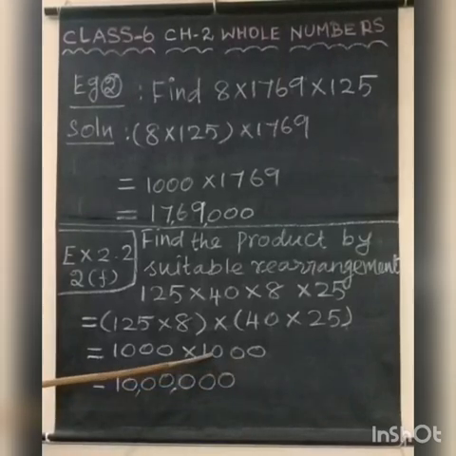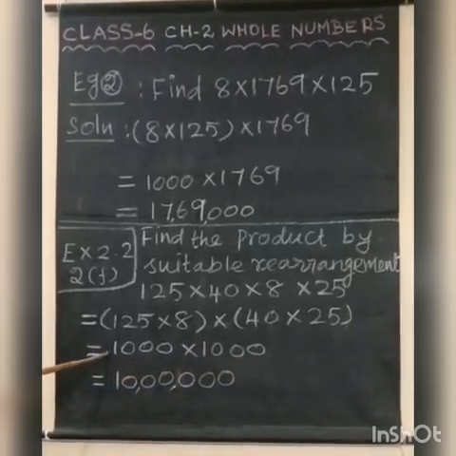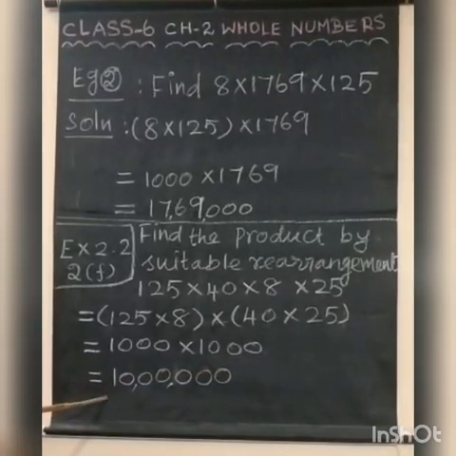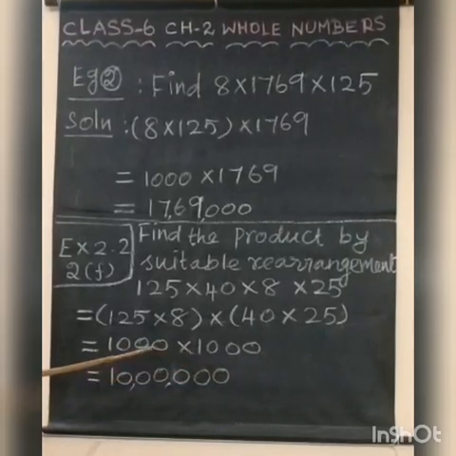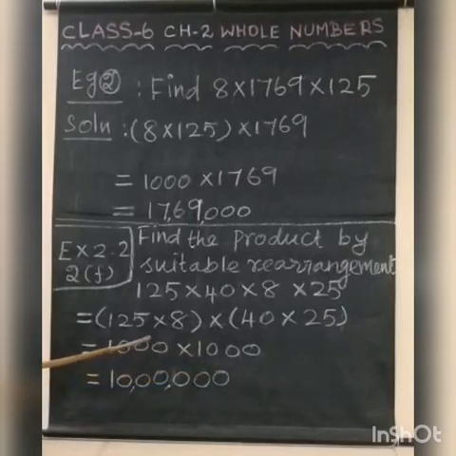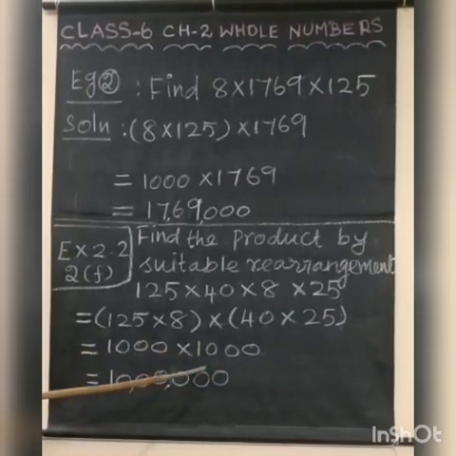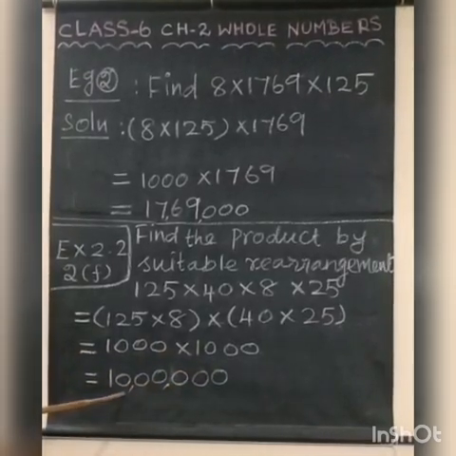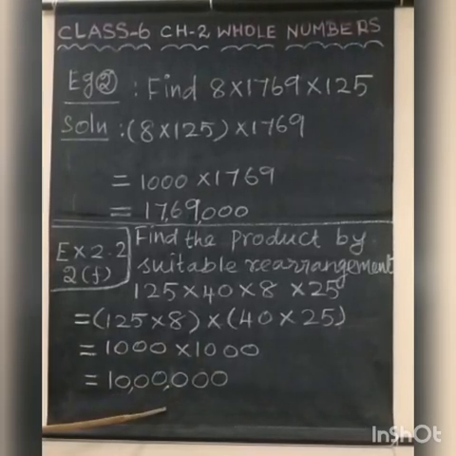So in shortcut multiplication, 1 into 1 is 1. Then how many zeros here? Here is 3, here is 3. Okay, 6 zeros. So write 6 zeros here. The answer is 10 lakh.